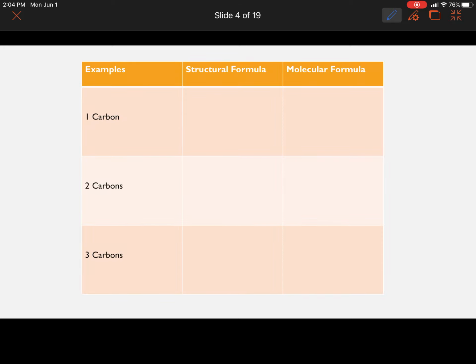Okay, now we're just going to go through some common examples here. So when we have 1 carbon, just so you know, this would be called methane. Now we have something called the structural formula and molecular formula. So molecular formula would be what we're used to seeing. So that would be 1 carbon, 4 hydrogen. So we'd write it like that, CH4. Now the structural formula is when we draw it out. So if you look here, carbon's going to have 4 hydrogens all the way around. So that's the structural formula.